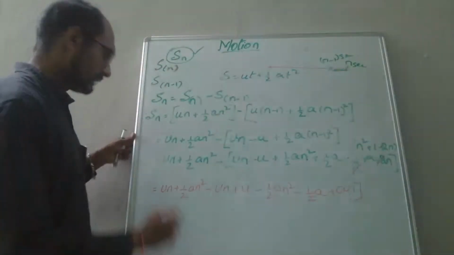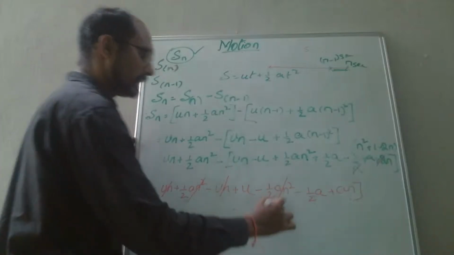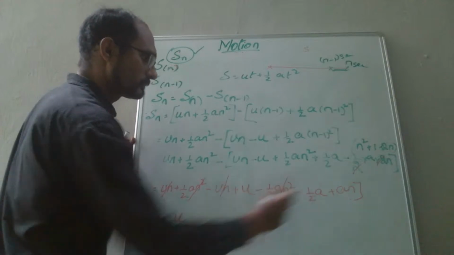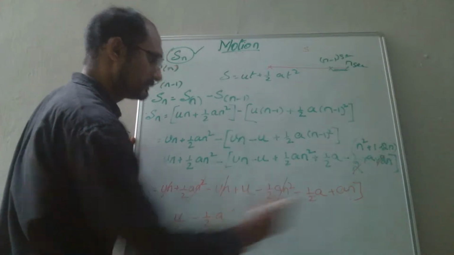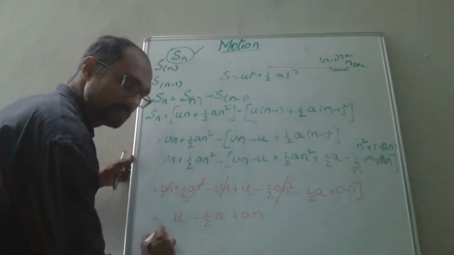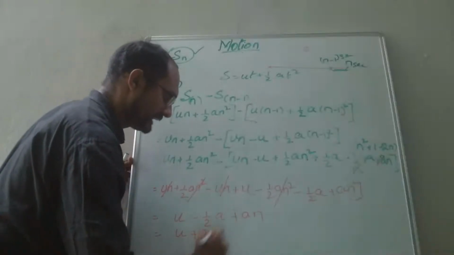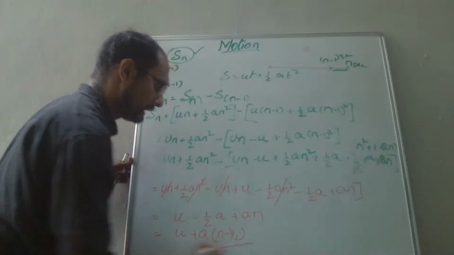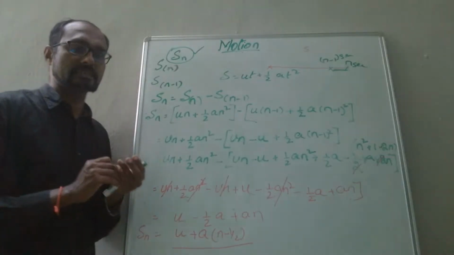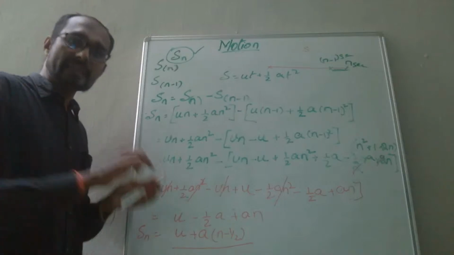Okay, now we have plus u n and minus u n that get cancelled out. Plus half a n square and minus half a n square, that get cancelled out. So we are left with u minus half a plus a n. Okay, so this will be u plus, I take a common from these two, a into (n minus half). So this is the fourth equation of motion, which is giving us the displacement undergone by the body in the nth second. Remember, it is not at the end of n seconds, it is the nth second.